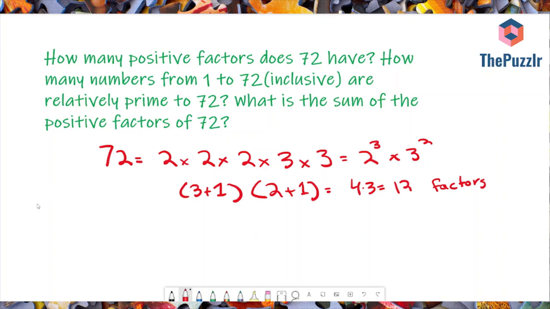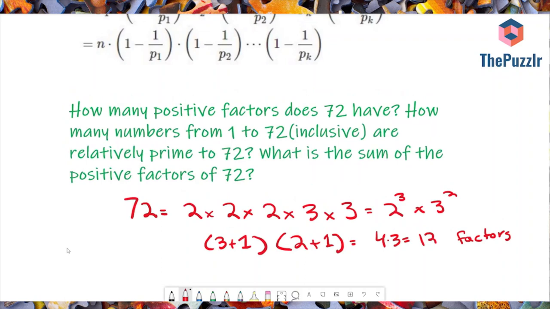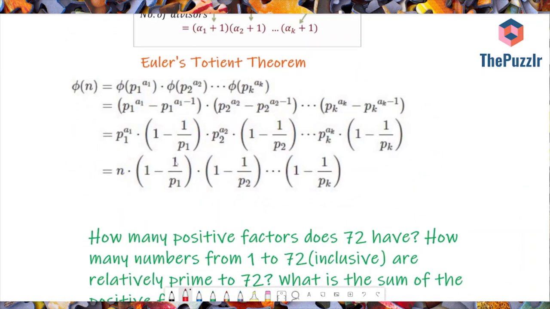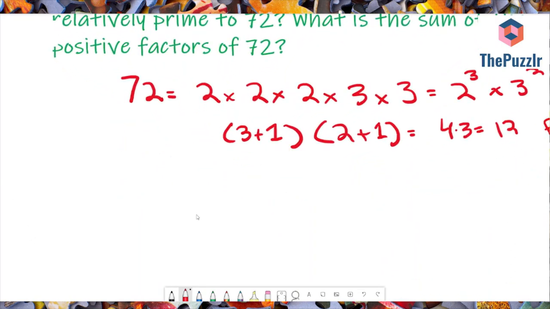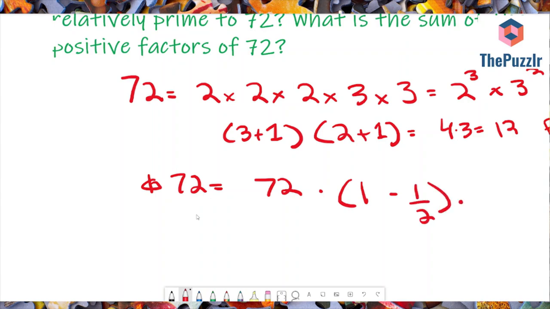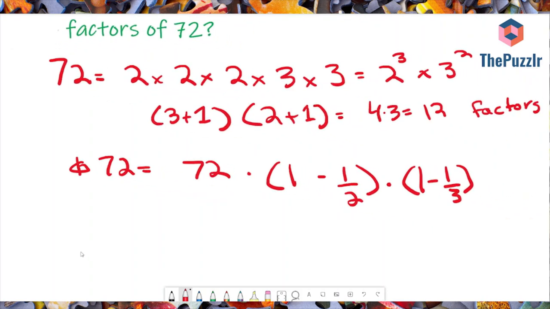How many numbers from 1 to 72 inclusive are relatively prime to 72? That is going to be this Euler totient function. We have to take phi of n and use our formula to figure that out. So phi of 72 is going to be equal to 72, the number itself, times 1 minus 1 over each distinct prime factor. So 1 minus 1 over 2 times 1 minus 1 over 3. This gives us 72 times 1 half times 2 thirds. These cancel to give us 24 numbers that are relatively prime to 72.